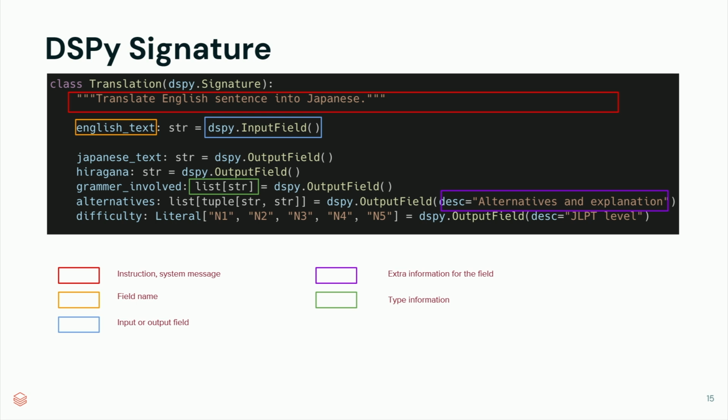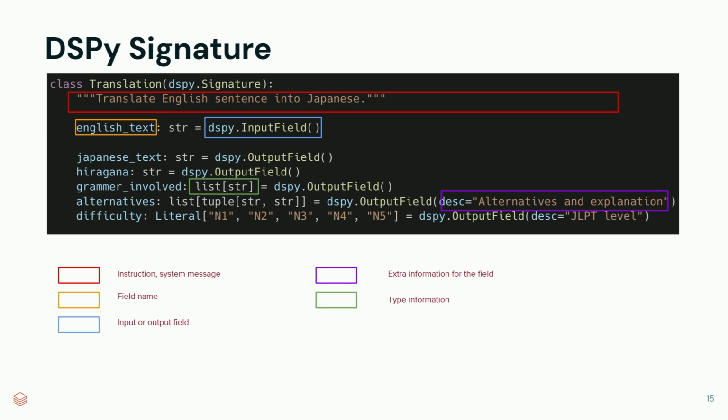I want the output to be Japanese text, and some other grammar information here. So this one is called translation, subclassing from DSPy.signature, and there are 5 important parts in the signature. The red box, the docstring part, is like a high-level description of what we want to get from the LLM interaction. And the orange box is a field name, which could be an input field or output field.